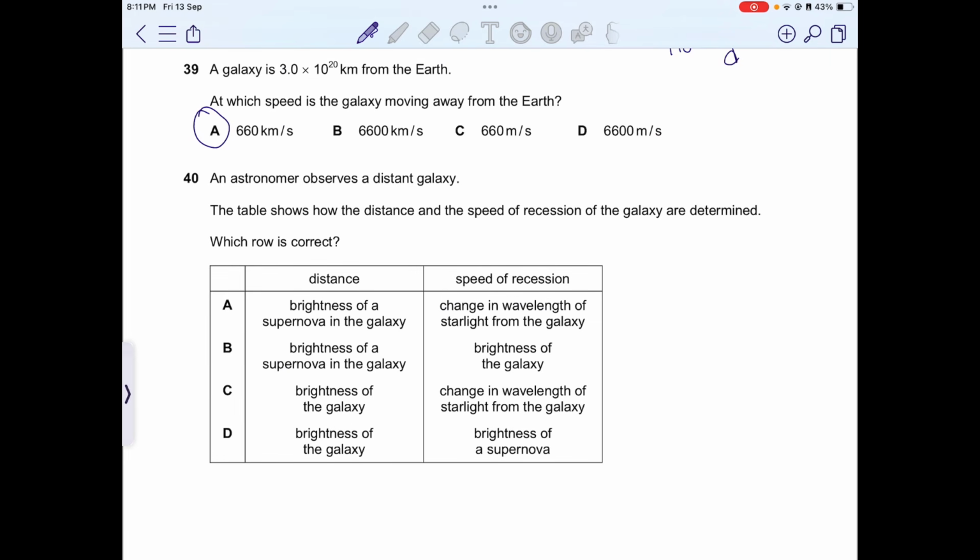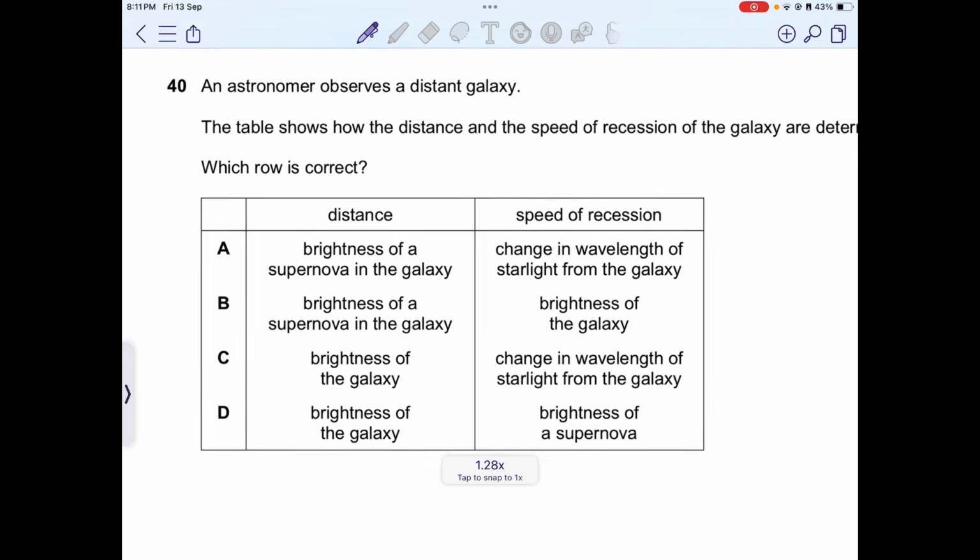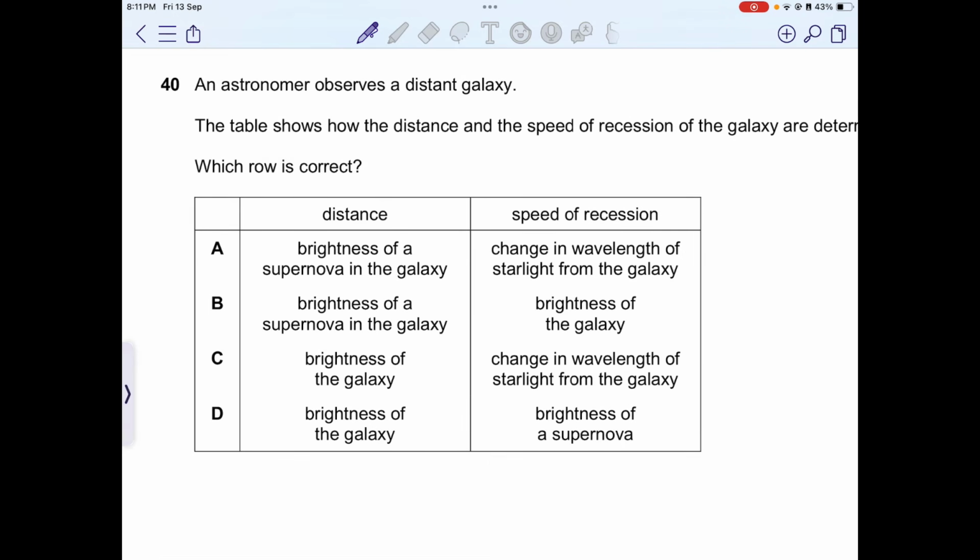Now it shows an astronomer observing a distant galaxy. The table shows how the distance and the speed of recession are determined. Which row is correct? Now if you want to determine the distance, you use the brightness of the supernova in the galaxy, not the brightness of the galaxy. The brightness of the galaxy is not a valid method, so the option can be A or B. And for the speed of recession, we don't consider the brightness of the galaxy again, so that option can't be true. So the only correct option is A, which is the brightness of the supernova in the galaxy, and for the speed of recession, the change in the wavelength of starlight from the galaxy. That is, it would be redshifted because it's moving further away.